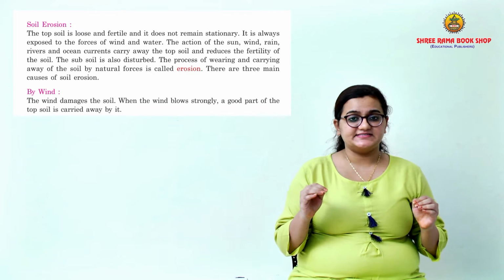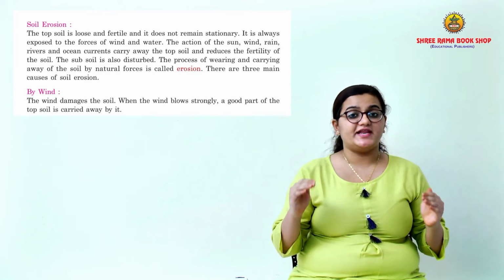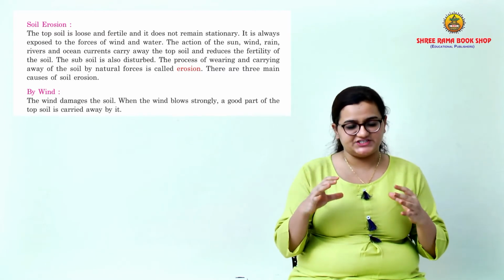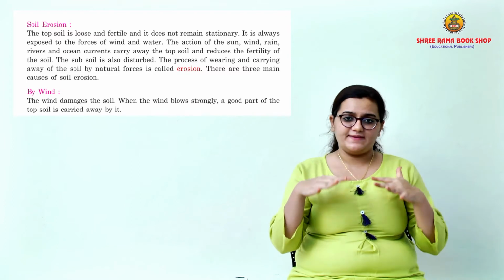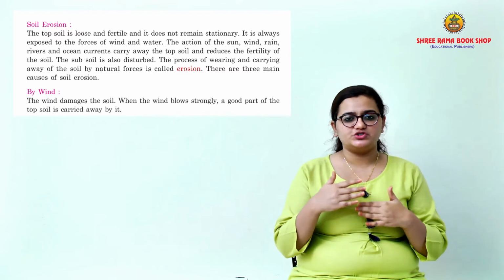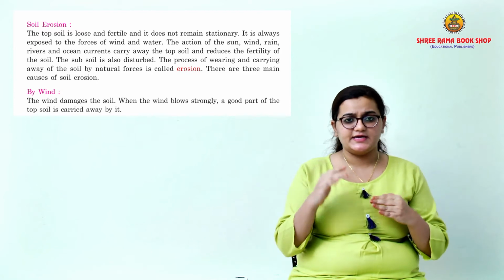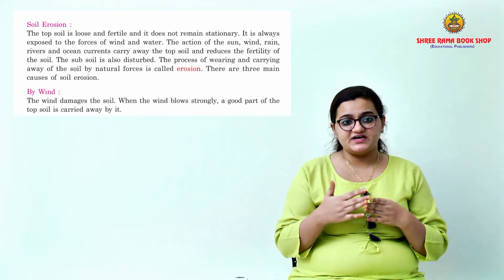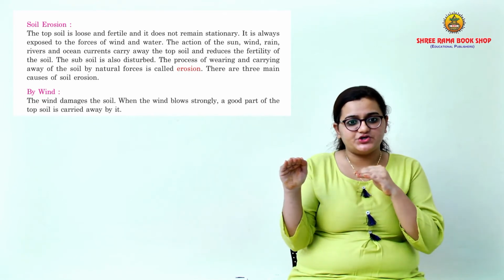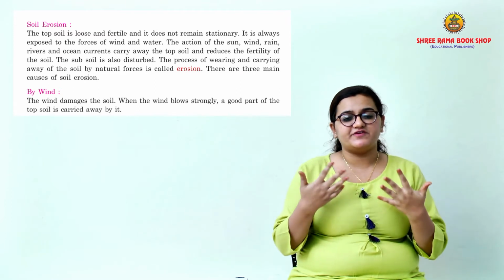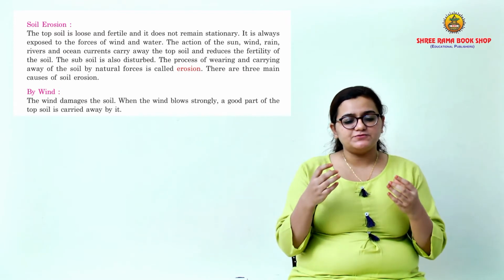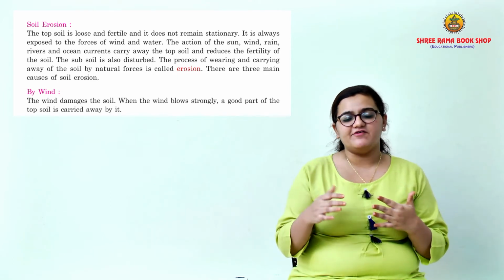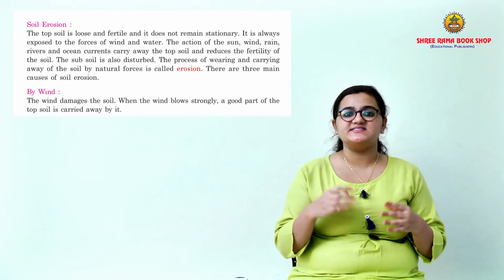Now let us discuss an important concept called soil erosion. The topsoil, which is loose and fertile, does not remain stationary. That means it does not remain in one place. It is always exposed to the forces of wind and water. There is rain, there is wind. The action of the sun, wind, rain, rivers and ocean currents carries away the top layer of the soil and reduces the fertility of the soil. The subsoil is also disturbed. This process of wearing and carrying away of the soil by natural forces is called erosion.